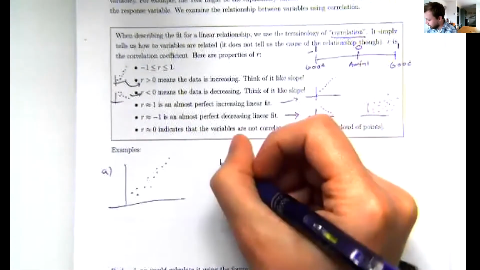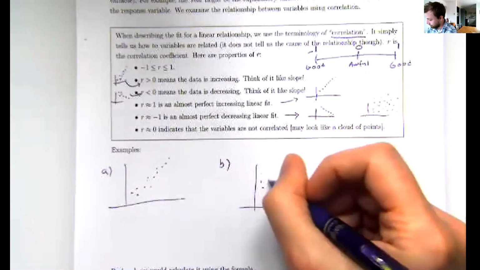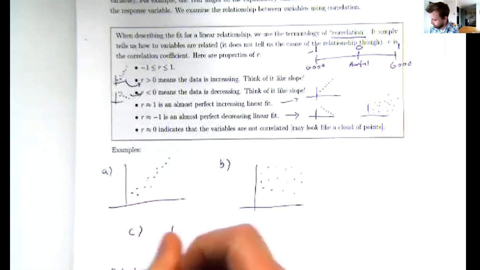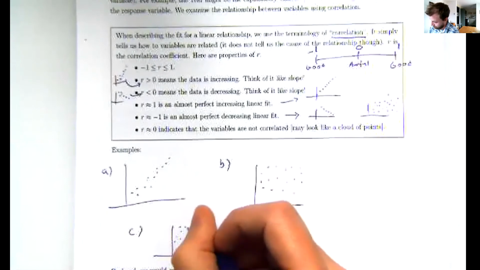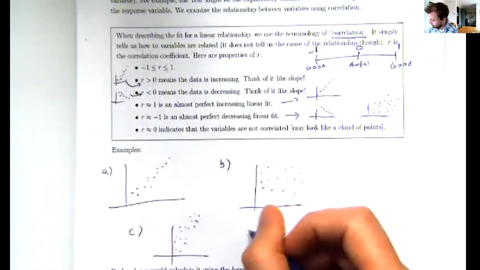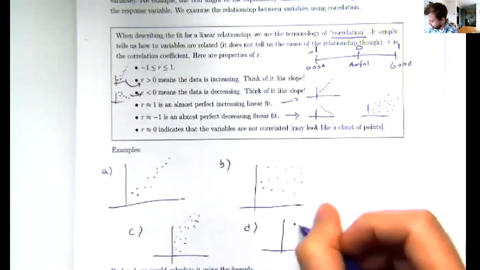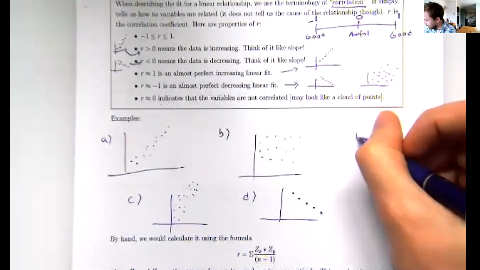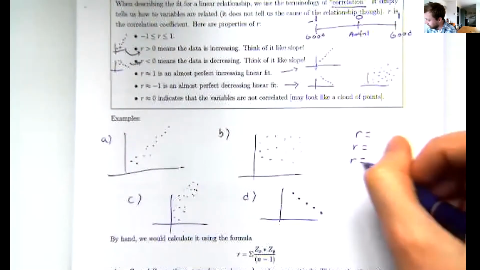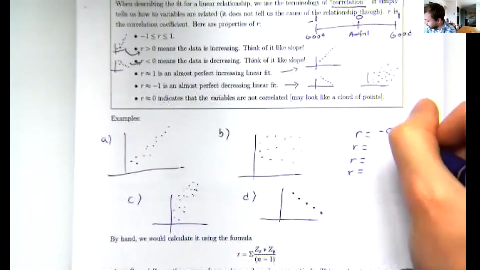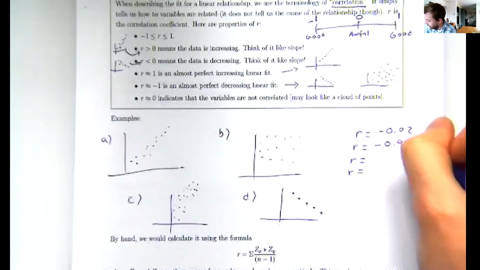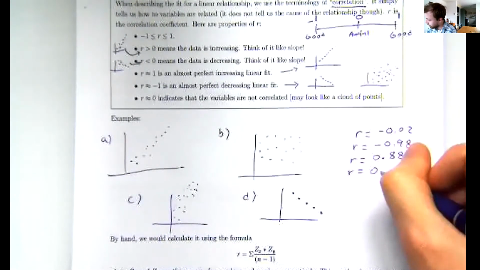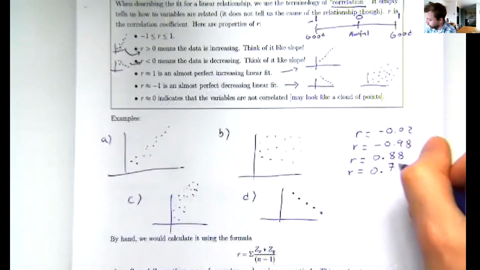And we're going to do a little bit of matching. So suppose I have these 4 scatter plots, and I have R values that match up with these things as -0.02, -0.98, +0.88, and +0.72.